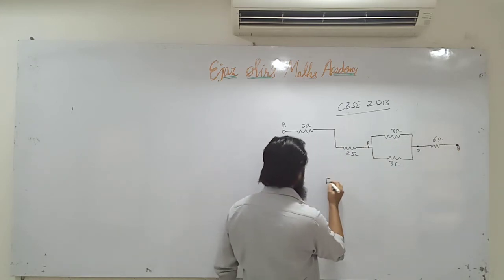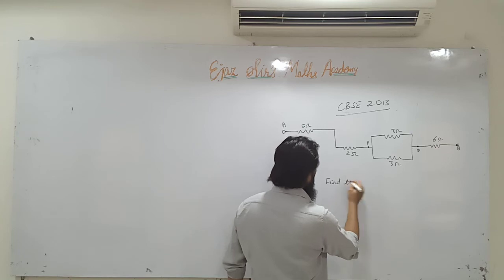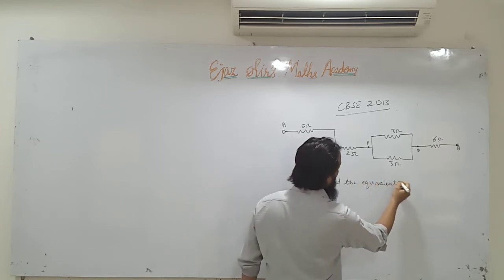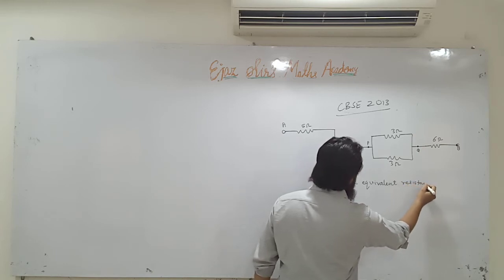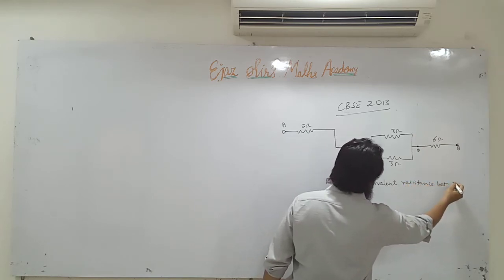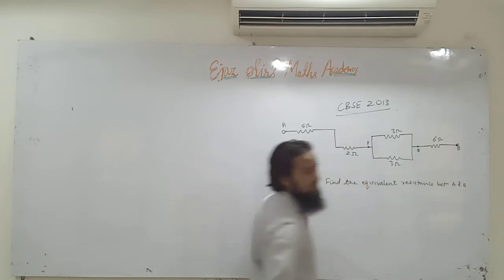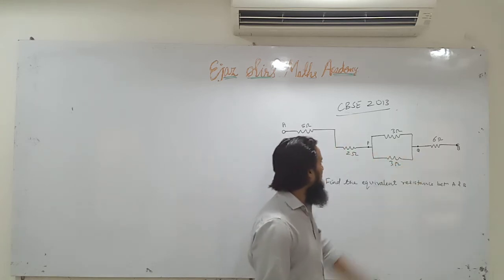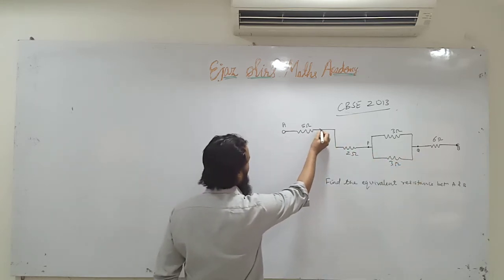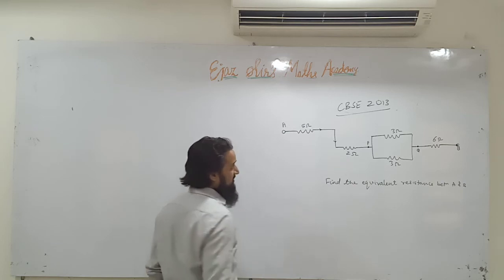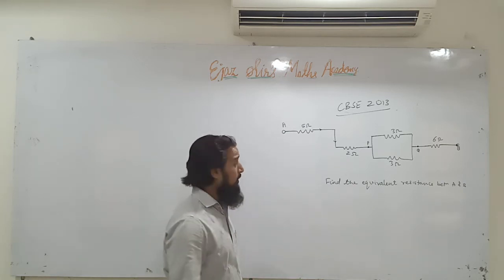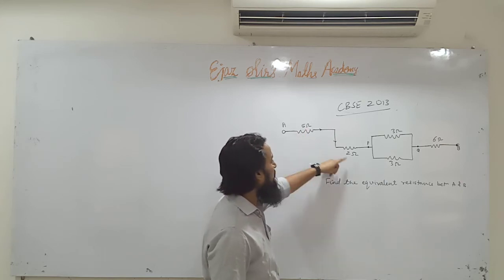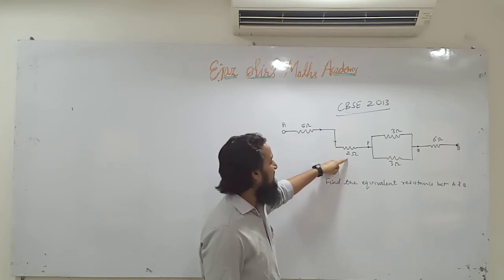Find the equivalent resistance. Equivalent means equal between A and B. We have to find the equivalent resistance between points A and B. A and B के बीच में कितना resistance हो रहा है? So this 3 ohm is in series with the 2 ohm resistance. We can solve it orally. 3 ohm and 2 ohm are in series, so that will give us 5 ohm and 2 ohm are in series, that will give us 7 ohms.